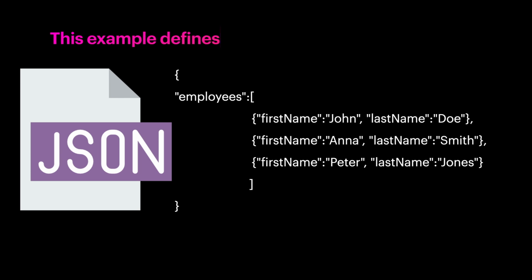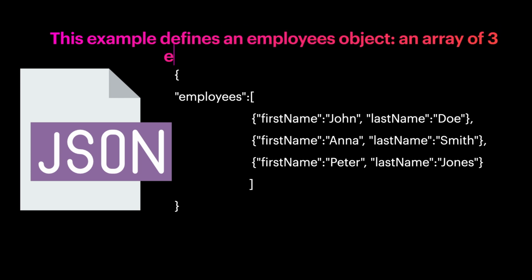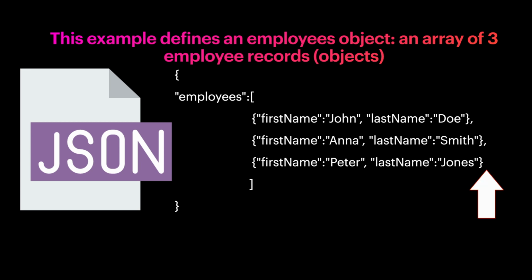So what does this mean? This defines an employee's object. Employees is an object, a group, and within it there is an array of 3 employee records. So there are 3 employee records. Now if you've noticed the third line, there is no comma to end it. So this means that is the end of the object classified for employees.